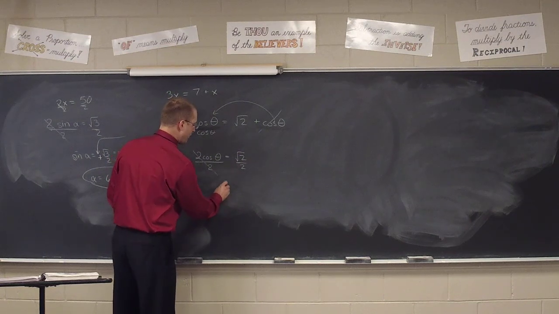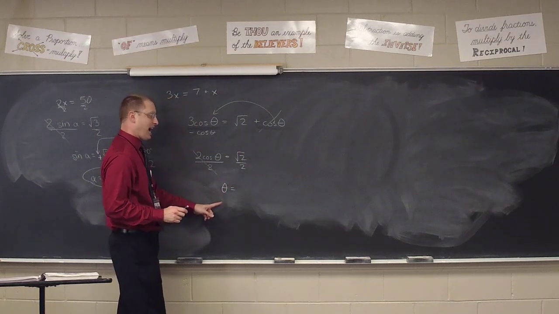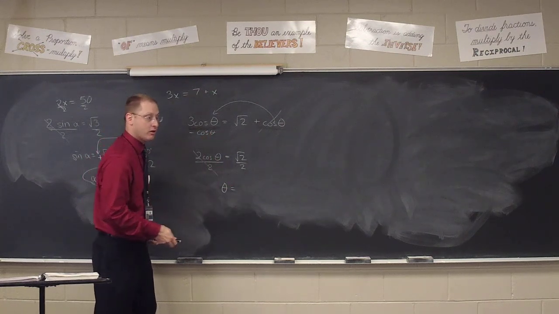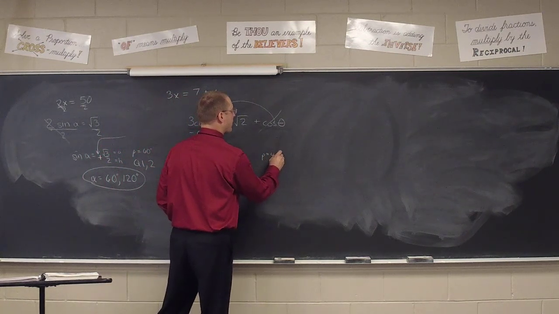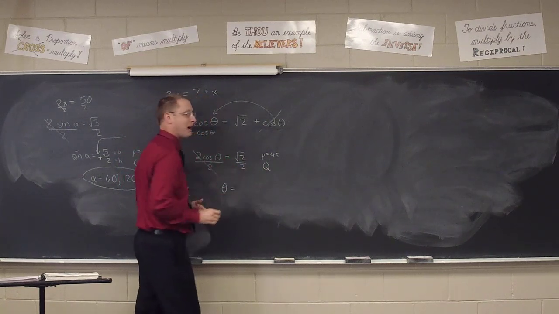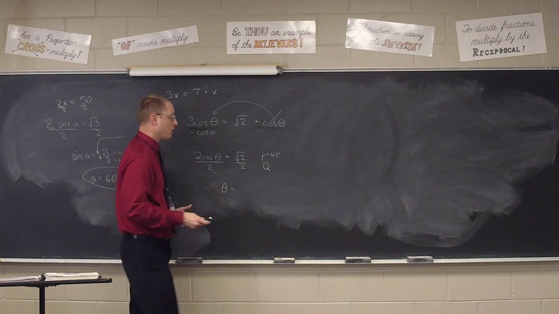Well, to figure out what theta is, I need to figure out when cosine is square root of 2 over 2. And Chris, you said at? 45 degrees. That's my reference angle. But notice it's positive. When is cosine positive, ASTC class? 1 and 4.